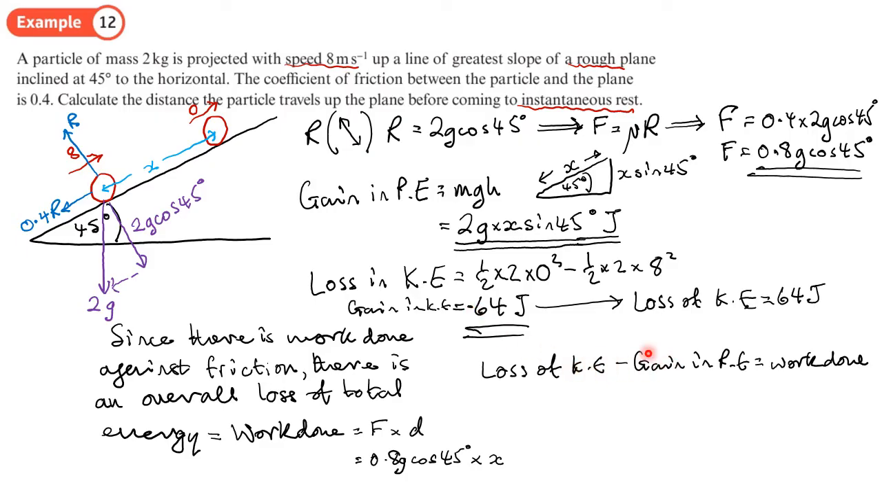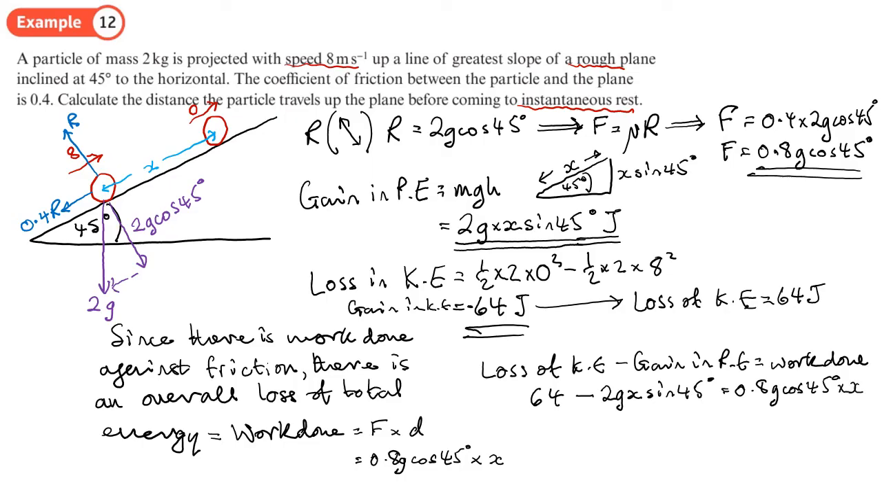It's important that you don't put in negatives that you don't need to, otherwise you'll end up with the wrong answer. So just think carefully what the question means, and if it helps, write out a sentence like this so you know what you need to do. So the loss of kinetic energy is 64, which is greater than the gain, which is 2gx times sine 45, and that equals the work done, which is the frictional force, 0.8 g cos 45, times x.